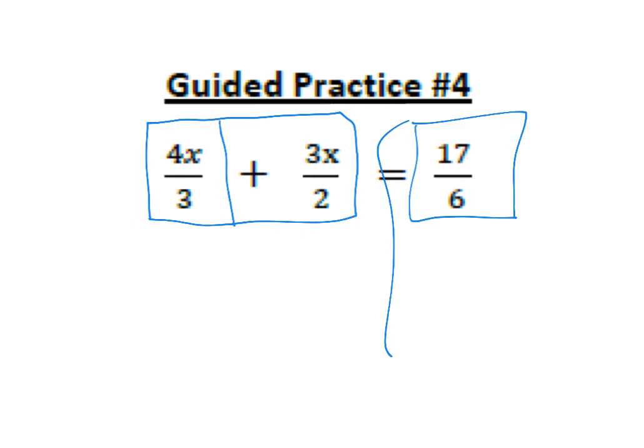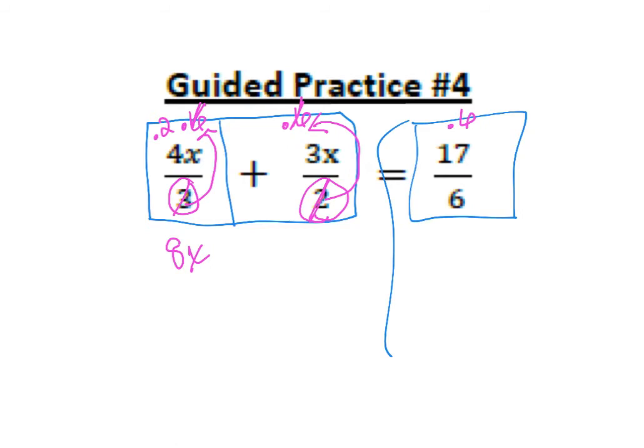All right, so my denominators are 3, 2, and 6. The smallest multiple they have in common is 6. So I will multiply every single term by 6. How many 3s are in 6? There's 2. So I'm going to multiply the top by 2. That's 8x.